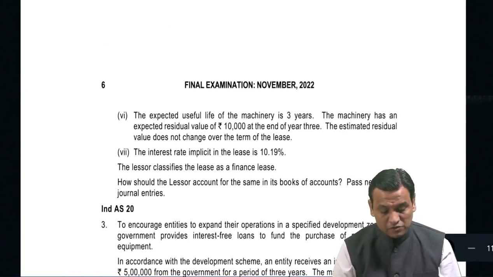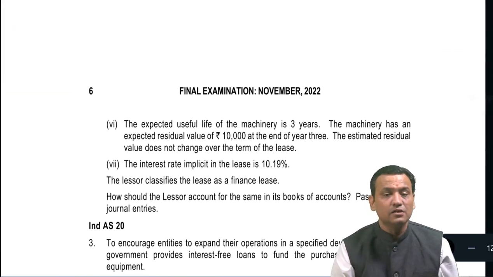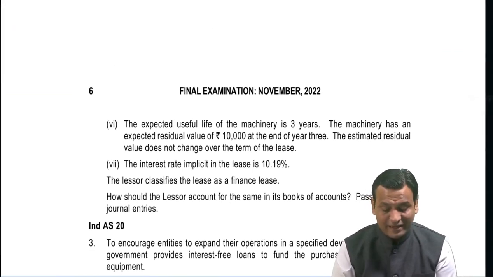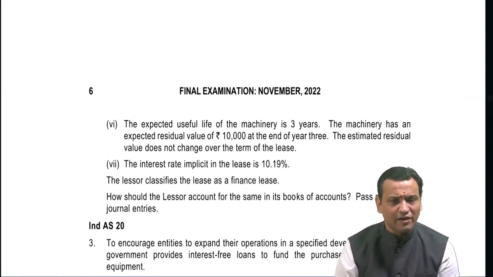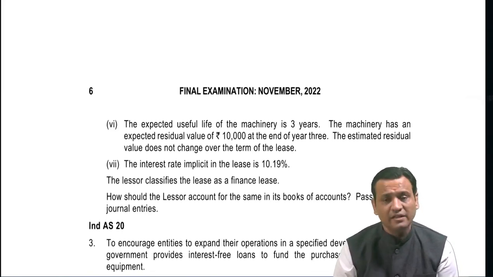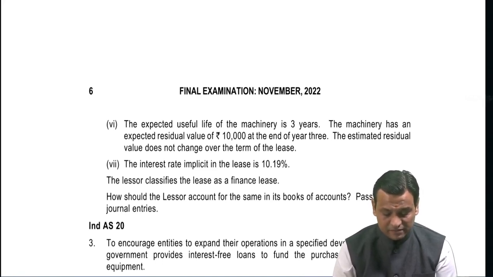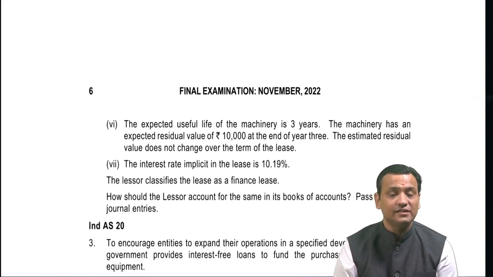The expected useful life of machinery is 3 years. The machinery has an expected residual value of 10,000 at the end of year 3. The estimated residual value does not change over the lease term. The interest rate implicit in the lease is 10.19. The lessor classifies the lease as a finance lease. How should lessor account for the same in the books of accounts?